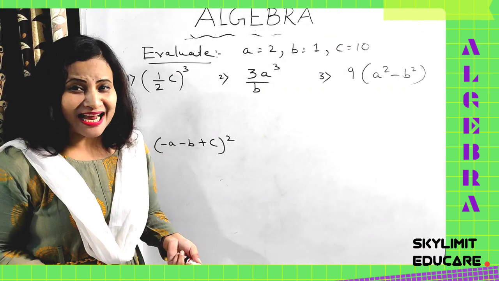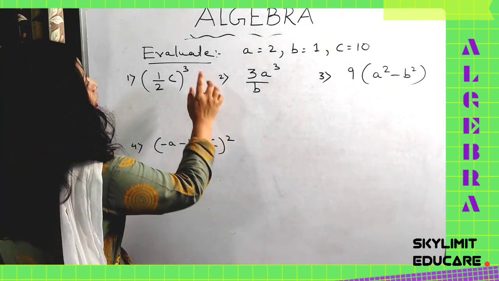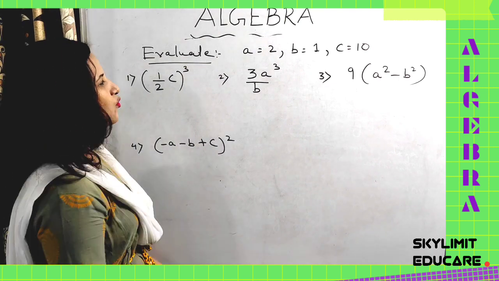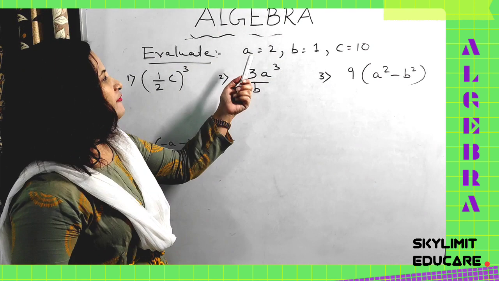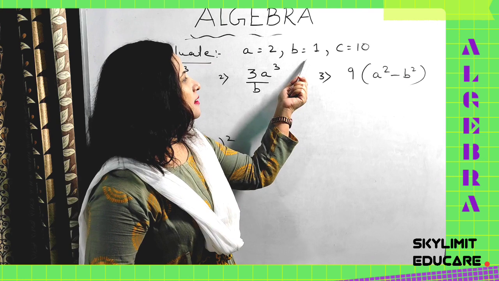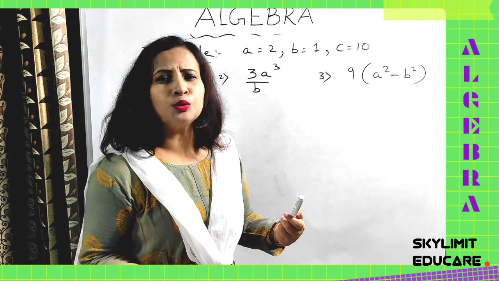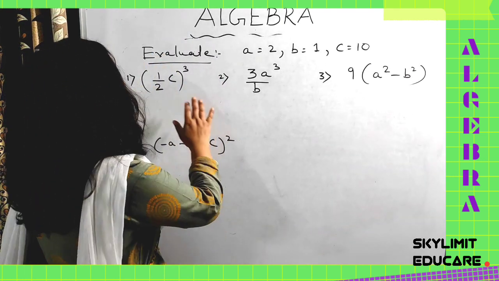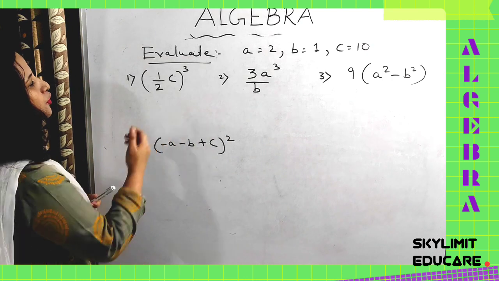Now let's come to the next category of questions. You have to evaluate. The value of A is 2, the value of B is 1, and the value of C is given to you as 10. Now some expressions are given to you. Just simply put the values and find out.